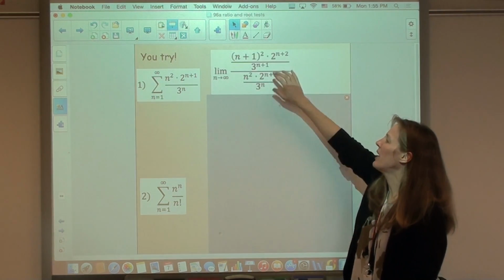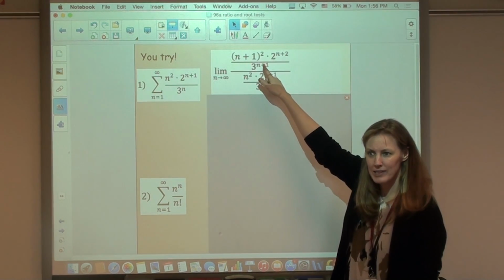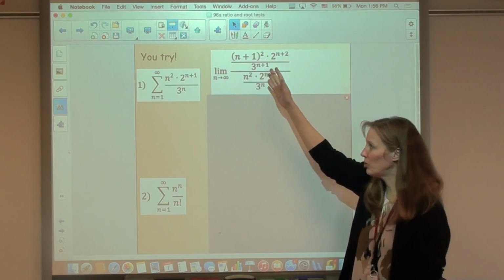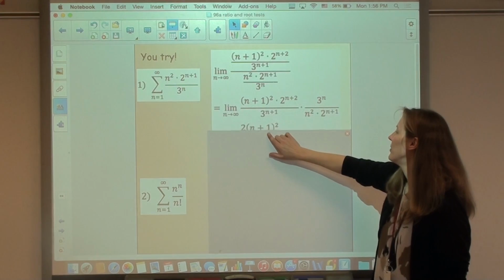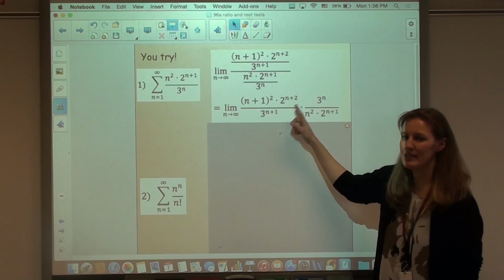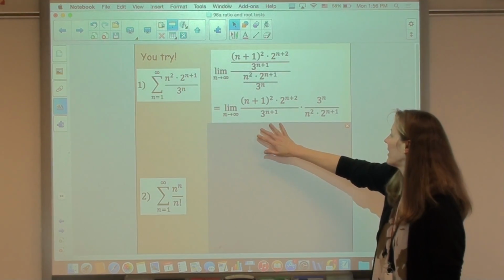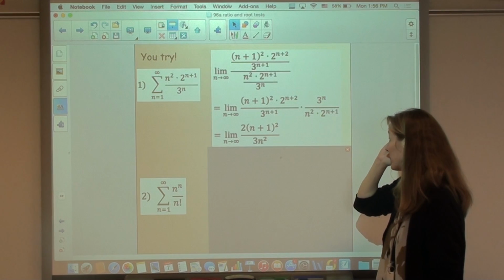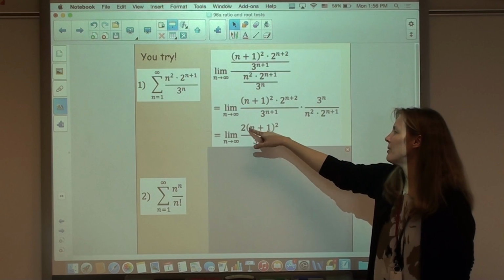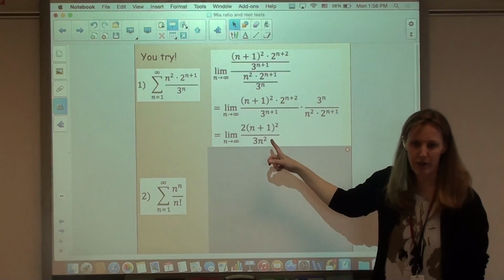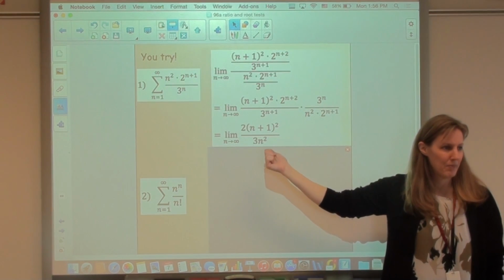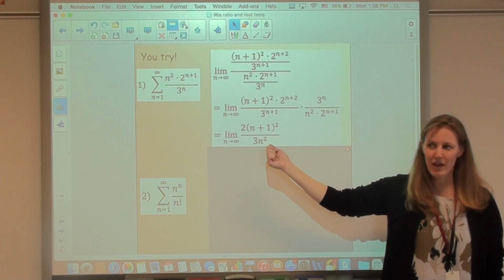Okay, so for the first one, we replace all of our n's with n plus 1s, right? And then divide with the regular series rule. Keep, change, flip. So we multiply by the denominator, do some fancy canceling, lots of canceling. I enjoy canceling, there is something satisfying about canceling. So we end up with 2 times n plus 1 squared over 3n squared. If you recognize that it's the same degree, top and bottom, then your limit is the quotient of the leading coefficients, if that rings a bell.